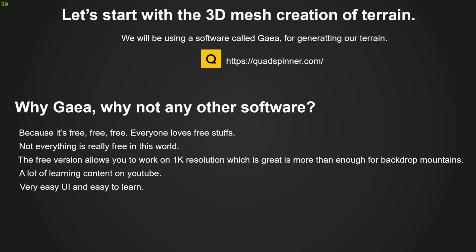So what software are we going to use? There are a lot of software, like World Machine. You can use Houdini, you can use Blender as well. It's free, but we'll be using Gaea from QuadSpinel. The reason is the software is free, but not exactly completely free. It's limited to 1K resolution. What 1K resolution means is your mesh will be exported at a maximum resolution of 1K, and also your textures.